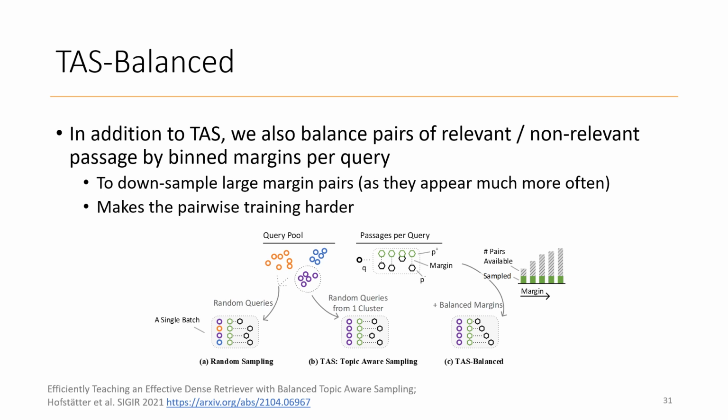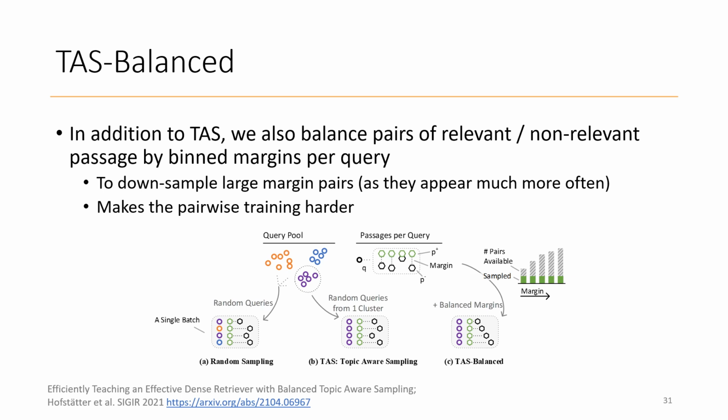And to overcome this skewed distribution, we downsample large margin pairs by binning in a histogram-like fashion the pairs based on their margin and then sampling uniformly through each bin. And this makes the pairwise training harder without discarding any training data. Here in this figure, you can now see our full approach for TAS-Balanced.